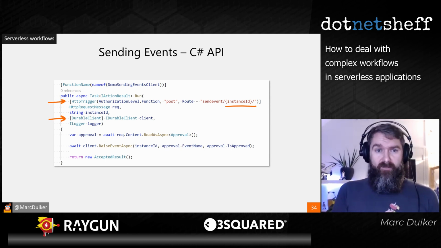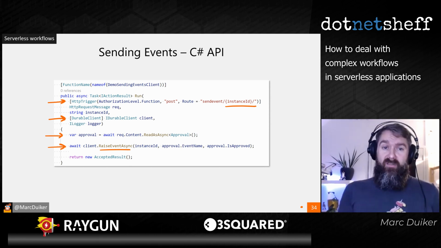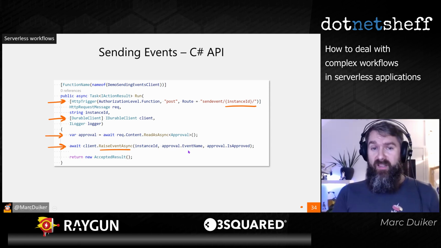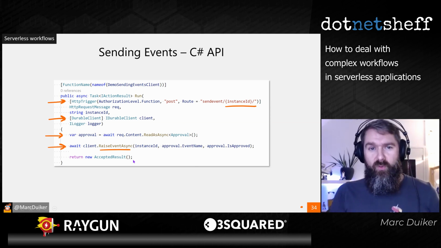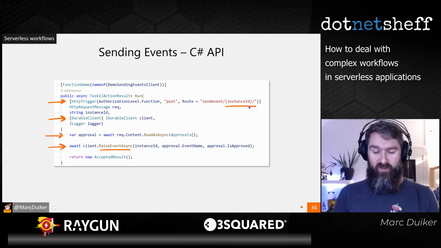This is a durable client function, so that allows us to interact with an orchestrator. We read the approval information from the request in this case, and then we use the raise event async method to actually raise an event to a specific instance of our orchestrator. So we have used the instance ID. The next thing we need to specify is the event name, and the final argument is then the result, so it's either true or false. There's not a lot of code you need to write, but obtaining this instance ID can be tricky. So that's something to be aware of.